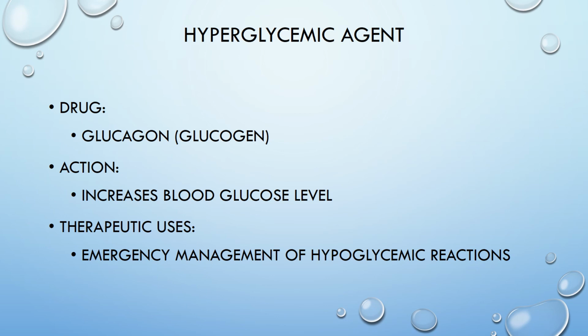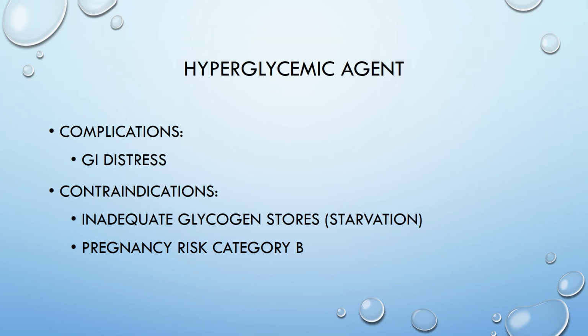Okay, hyperglycemic agent. This is glucagon. It'll help increase the blood sugar, so if somebody is hypoglycemic, this will help. This is used for emergency cases. GI distress is a complication: nausea, vomiting. So just turn them on their left side to reduce the risk of aspiration if they do have emesis.